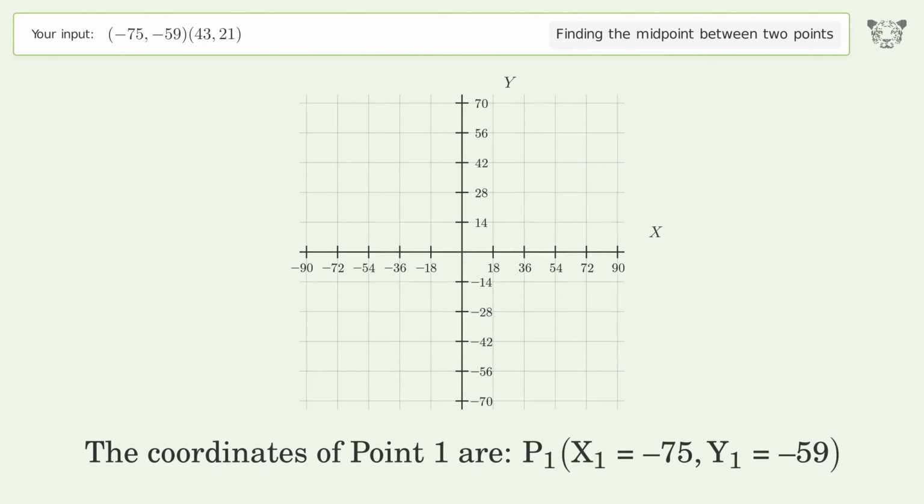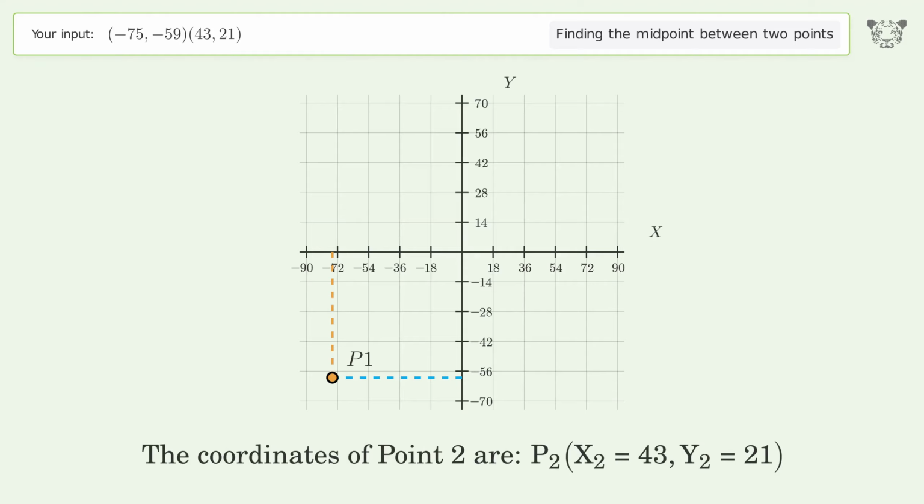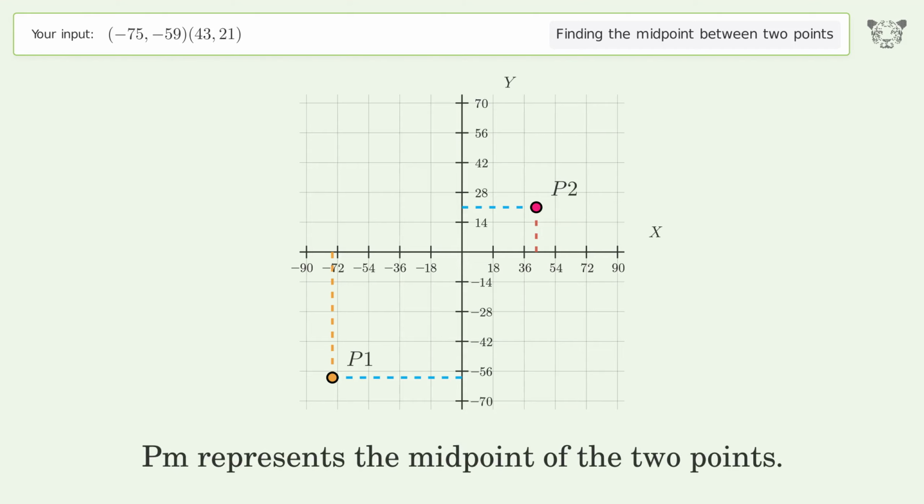The coordinates of point 1 are x1 equals -75, y1 equals -59. The coordinates of point 2 are x2 equals 43, y2 equals 21. PM represents the midpoint of the 2 points.